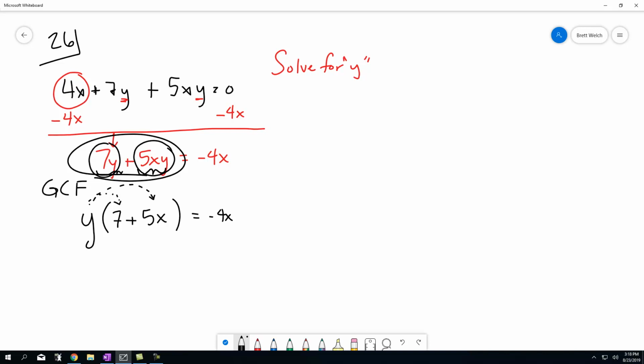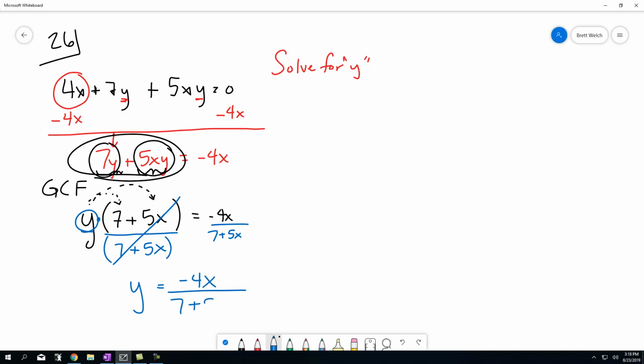Well, now how many times do you see the letter y in the problem? Just once. I can isolate this y and get it completely alone by referring back to the process of solving, SADMAP. There's no addition subtraction with the y, but there is a multiplication between the y and this parentheses. If I divide by 7 plus 5x, this should become a 1. 7 plus 5x over 7 plus 5x should leave me with just y equals negative 4x over 7 plus 5x.